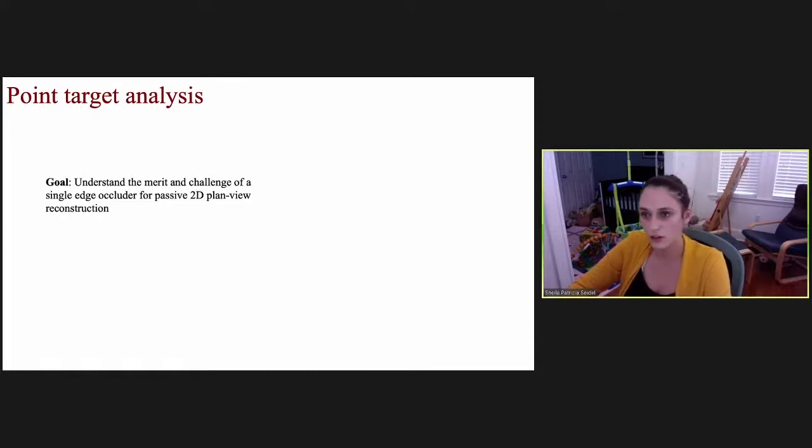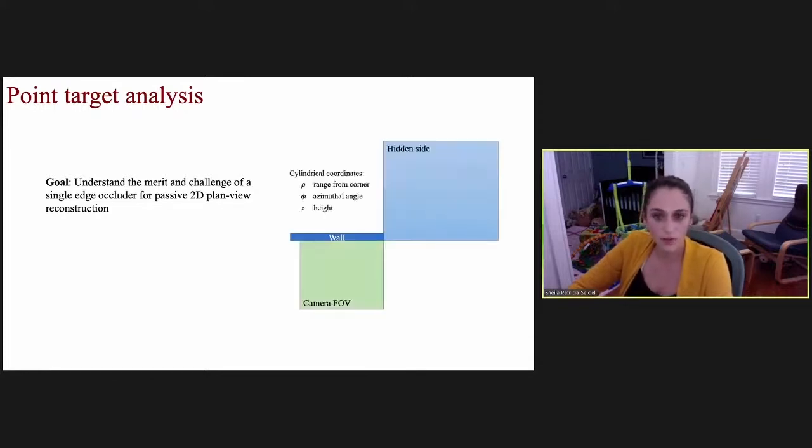Okay, so in this work, we start with a point target analysis to better understand the merit of this edge occluder and the challenge for 2D reconstruction. We parameterize the hidden side of our scene in cylindrical coordinates. We have a range rho from the corner and azimuthal angle alpha. Z is the height measured out of the slide. Our approach is to derive the Cramér-Rao bound for localizing a point target at range rho s, azimuthal angle phi s, and at 0 height.